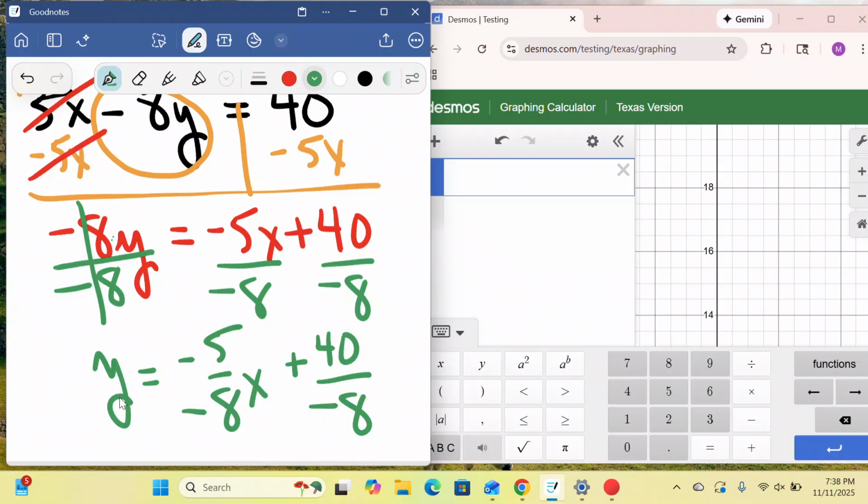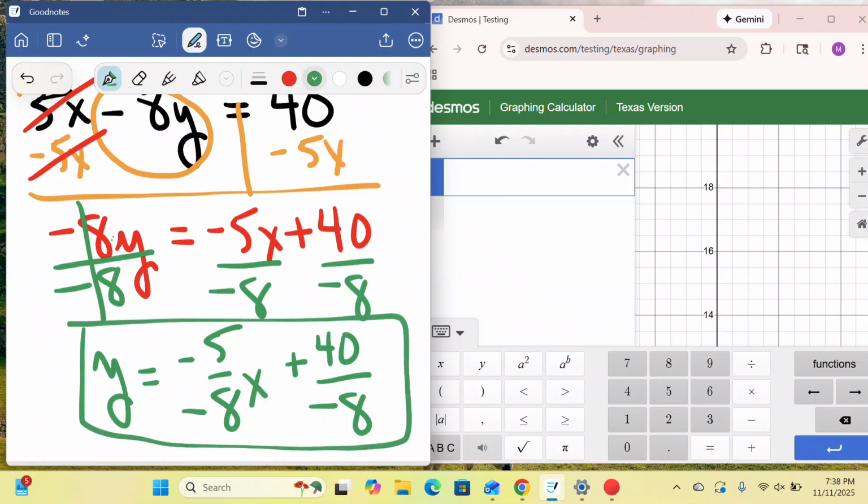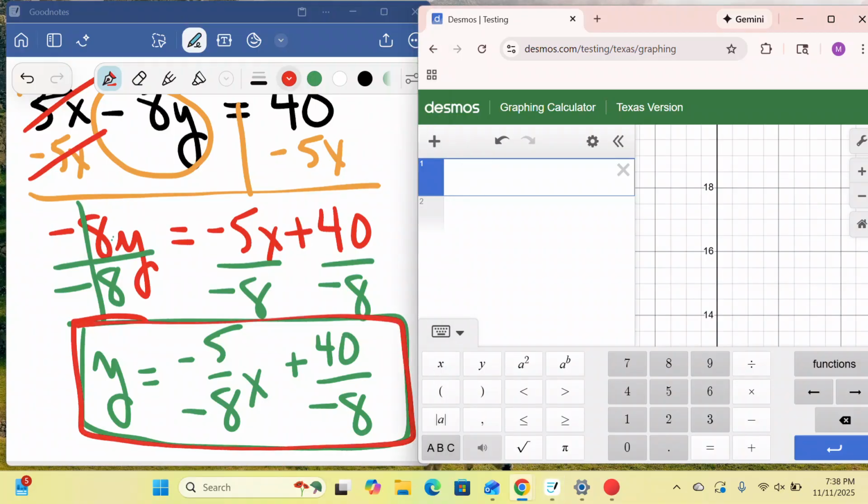So I'm going to input this equation because it is in y equals mx plus b already. If you see that, that is y equals mx plus b. So all I'm going to do is come to my Desmos and input y equals negative 5 divided by negative 8. And then I'm going to, of course, do my space, so I'm going to push this arrow right here. And then I'm going to put my x, and then I'm going to put my positive, and then 40 divided by negative 8. So I'm going to check my equation to make sure it's correct.